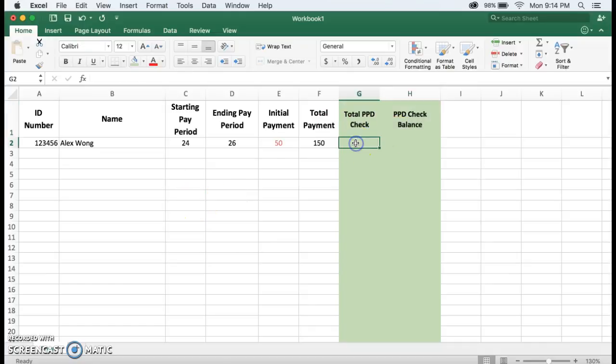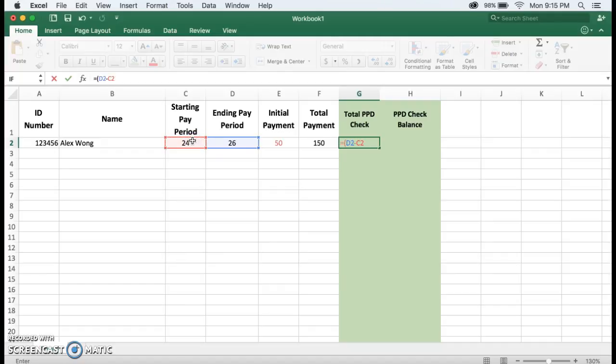Okay, so on our checking columns, we want to put in a formula that says that the initial payment that we have corresponds to the amount of pay periods that the student is going to have this amount taken off from their paycheck. So what we're going to do is we're going to put in a simple formula. So we'll have an equal sign. So we'll have ending pay period minus the starting pay period.